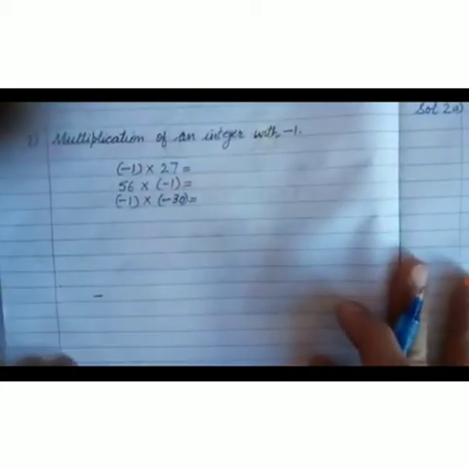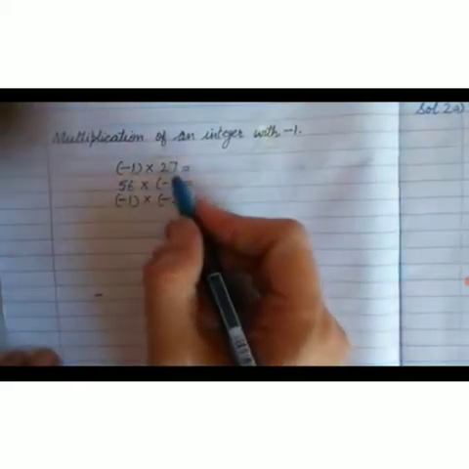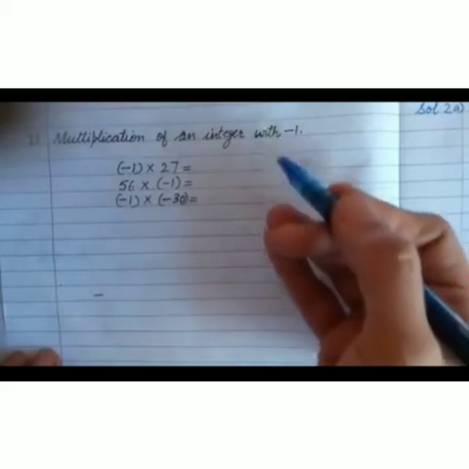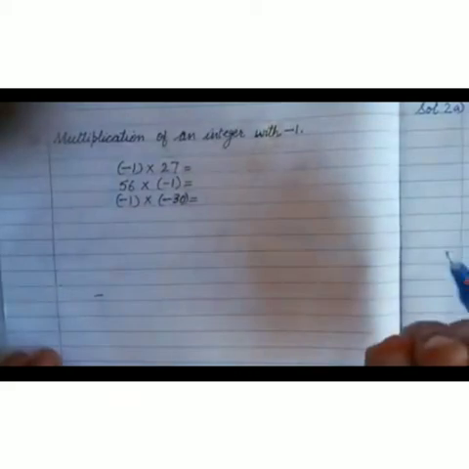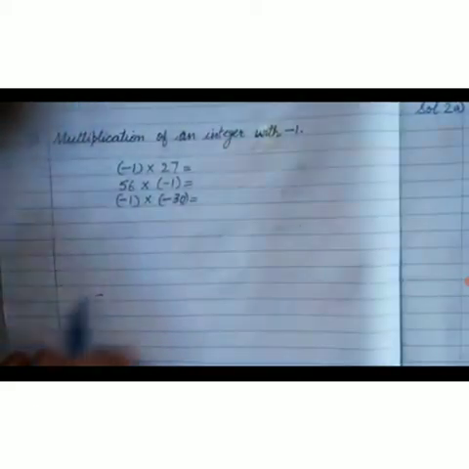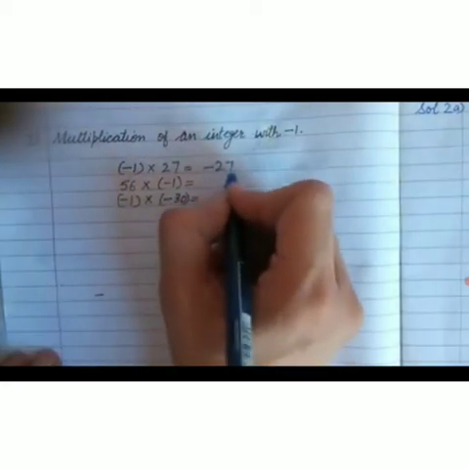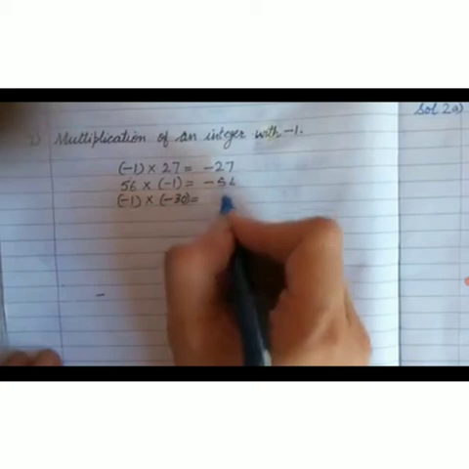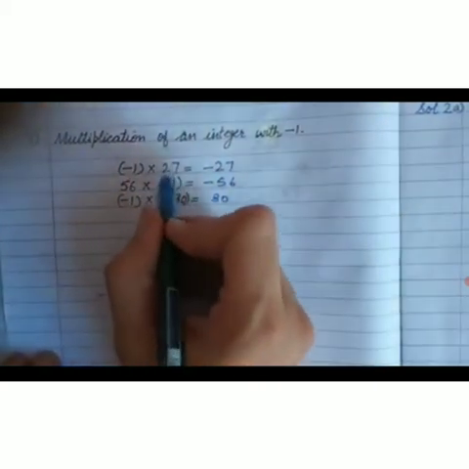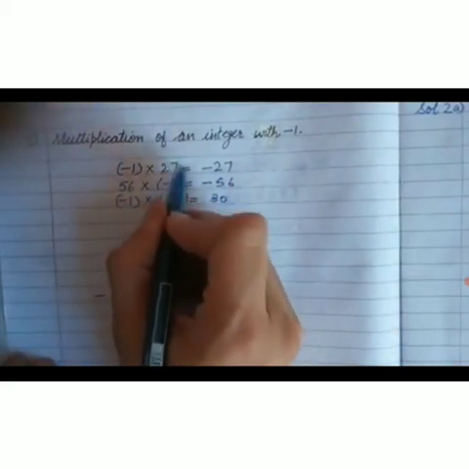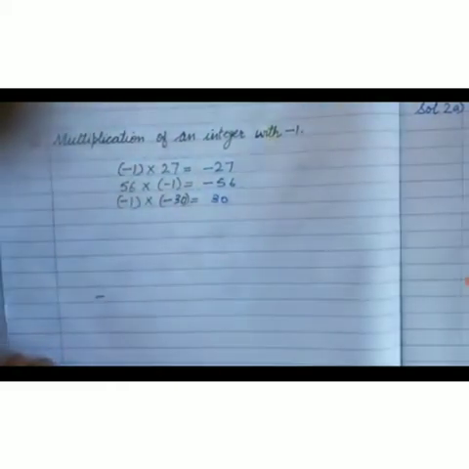Now come to multiplication of an integer with minus 1, right? So minus 1 into 27 is 27 ones are 27, right? The sign is minus, meaning one is a positive sign and the other is a minus sign, so 27 into minus 1 is minus 27, right? And 56 into minus 1 is minus 56, and minus 1 into minus 30. Tell me students, minus into minus is a plus, right? So the product of any two negative integers, what is it, students? It is plus, right? So it is 30. Yes.